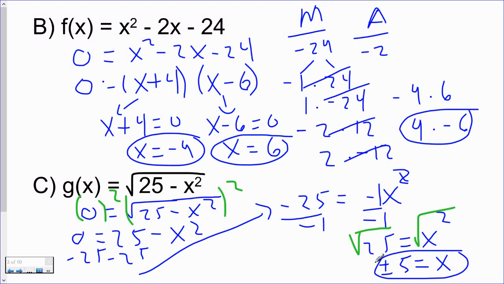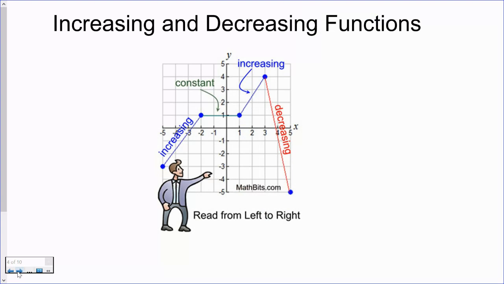So this is going to have two x-intercepts, but it's really easy to say that there's only one based upon that. So that's how you find the zero. Next thing we're talking about is looking at a graph and looking for increasing and decreasing functions. So this graph right here kind of represents this.